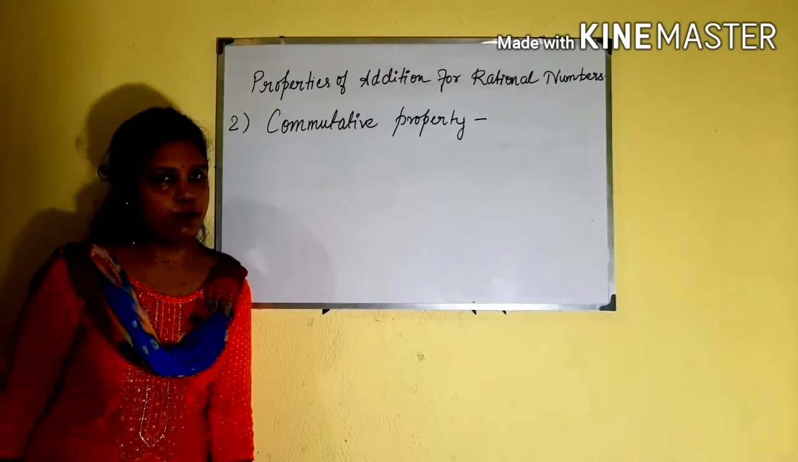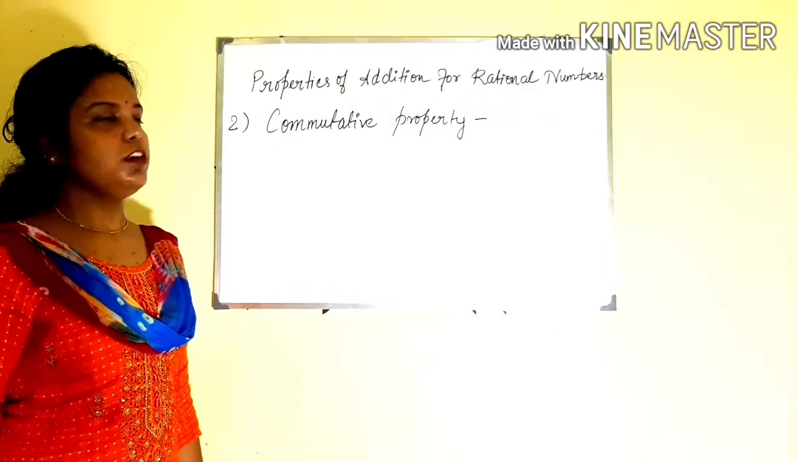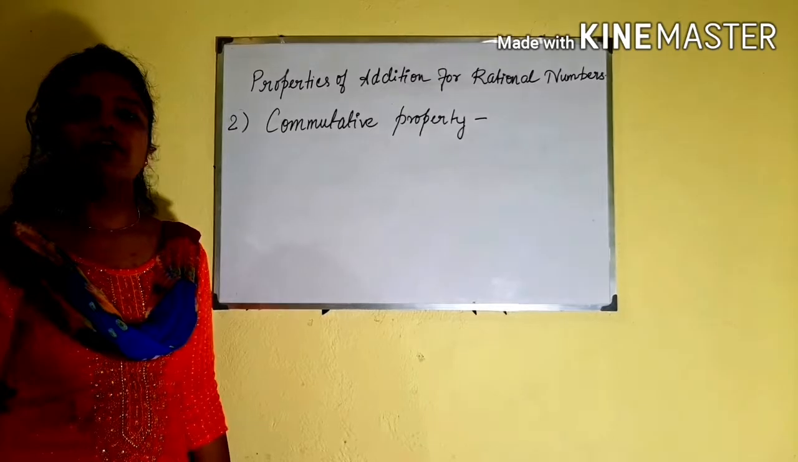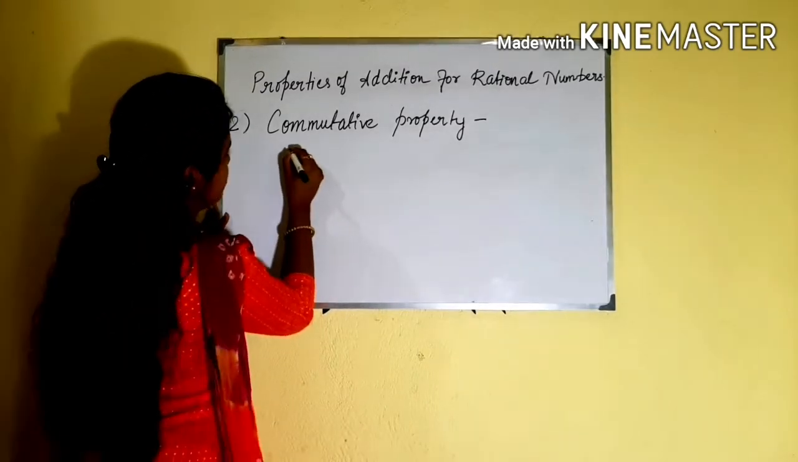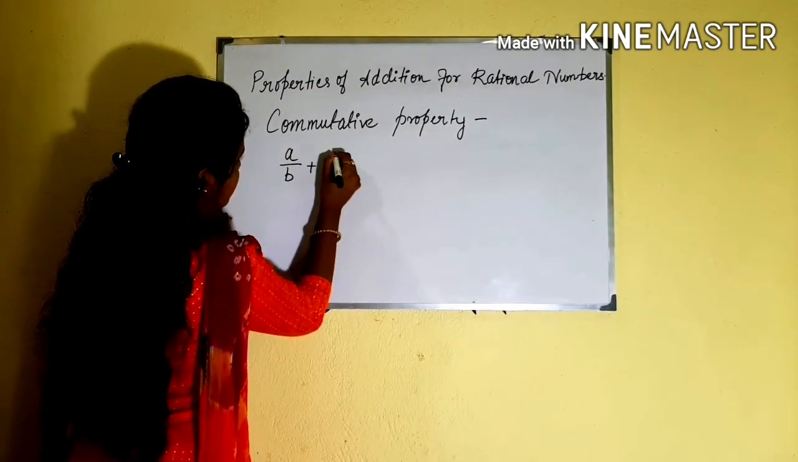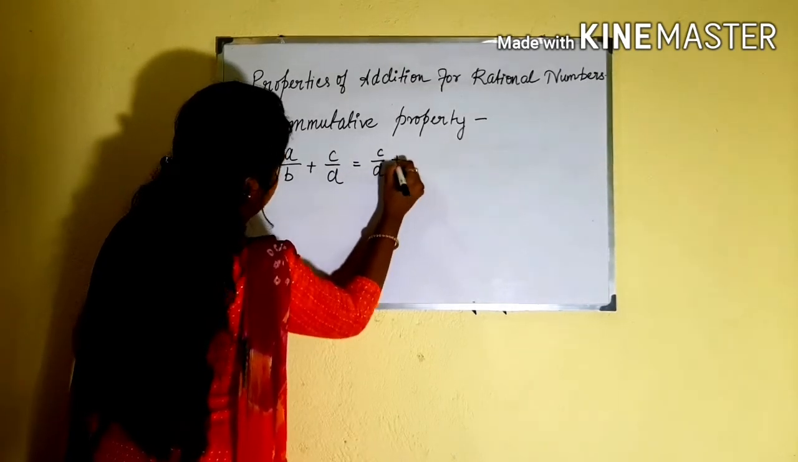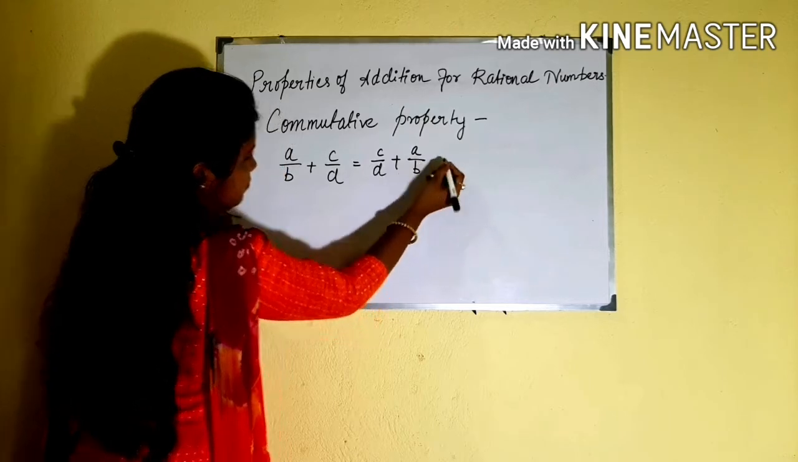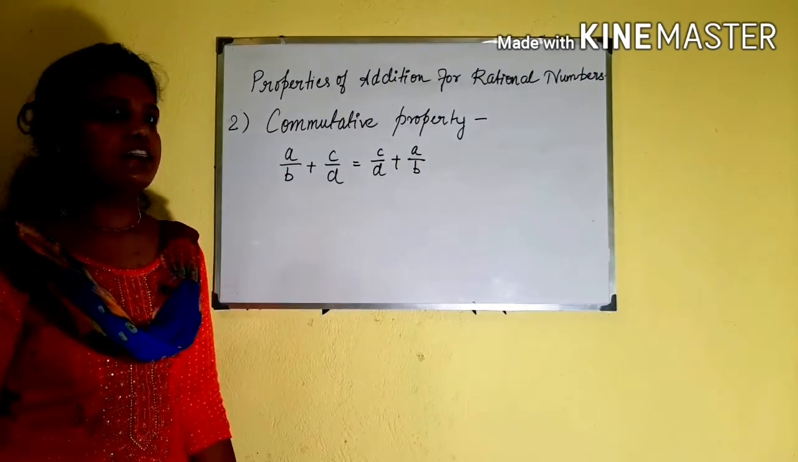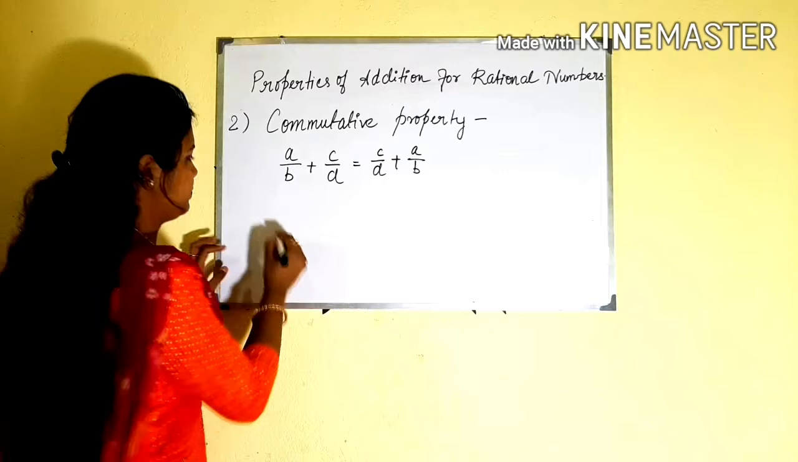is commutative property. Now, what is commutative property? The basic law of commutative property is, suppose... okay, let us see by an example.